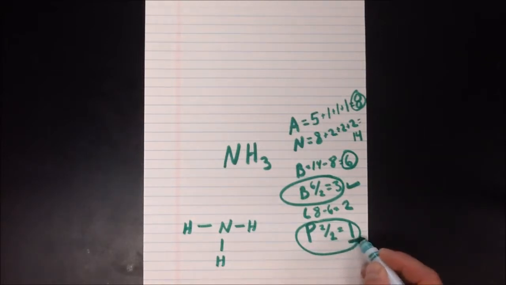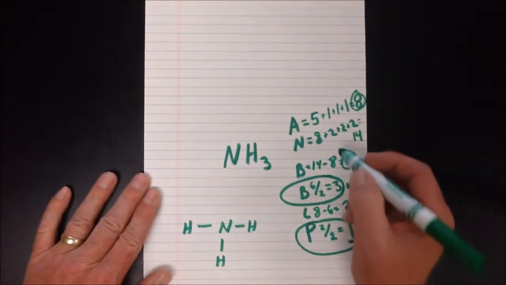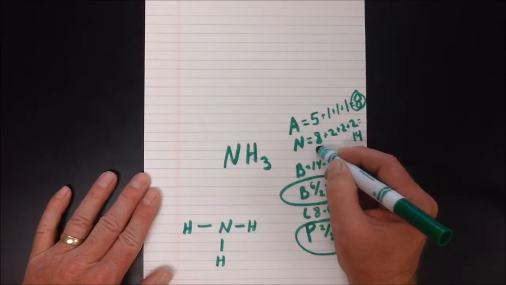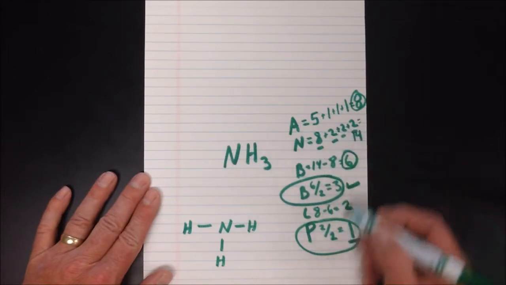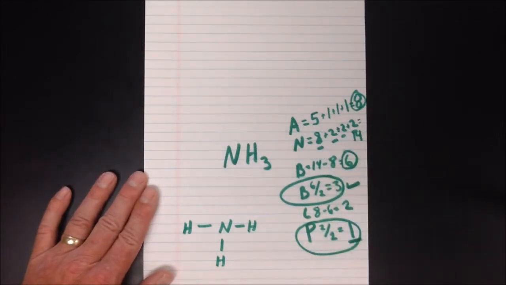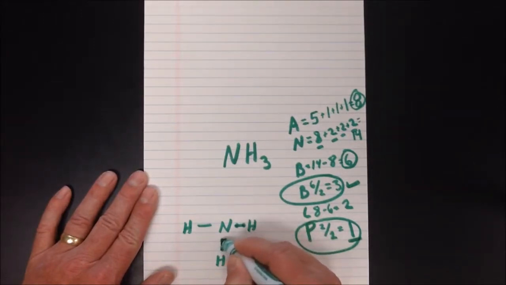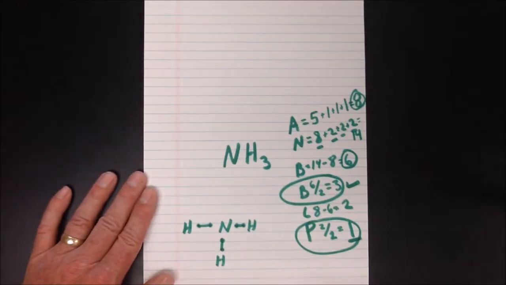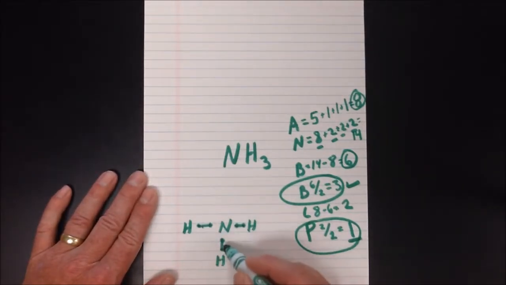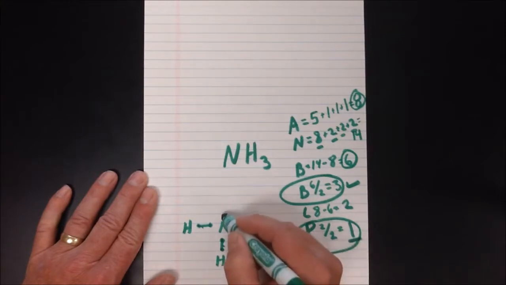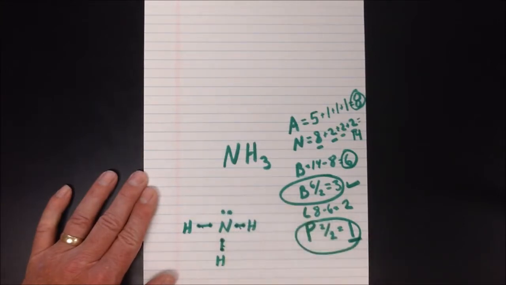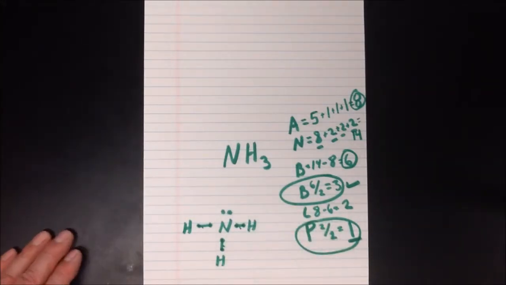Now I also have this leftover pair of electrons. So I look back to the needed. Nitrogen needed 8, each hydrogen needed 2. Since each hydrogen has a single bond, that already accounts for 2 electrons on each of those hydrogens. Nitrogen, on the other hand, needed 8, so we have 2, 4, 6. So that's where the remaining lone pair goes. We have a lone pair on the central nitrogen.